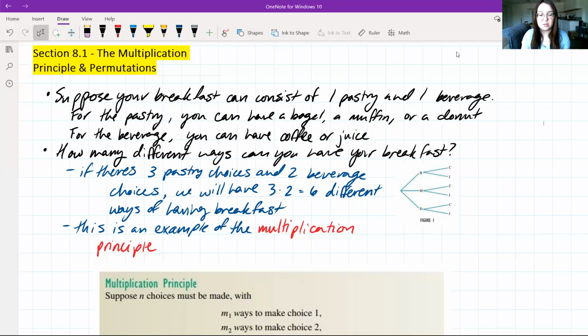If there are 3 different pastry choices and 2 beverage choices, then essentially for every pastry choice you have 2 separate options for your beverage choice. Since there are 3 pastry options and 2 beverage options for each, we get 3 times 2. In figure 1 we have our tree diagram. For every pastry we could have had, we had 2 separate options, so we end up with 6 different ways of having our breakfast. This is an example of the multiplication principle.